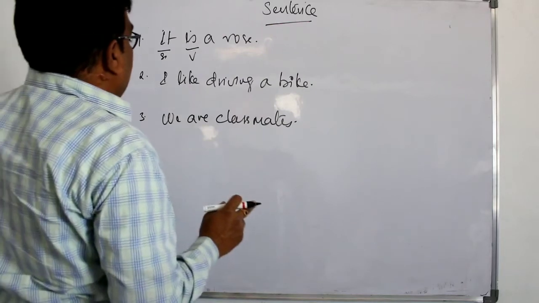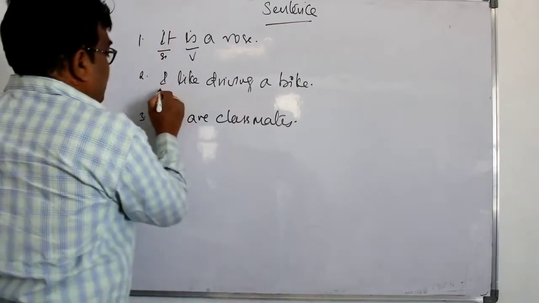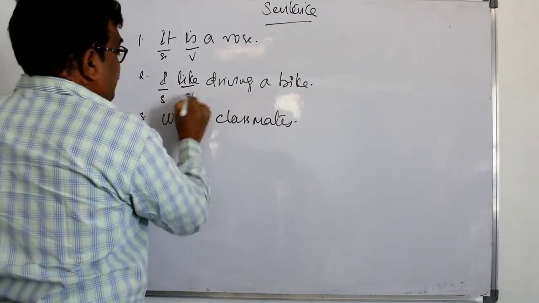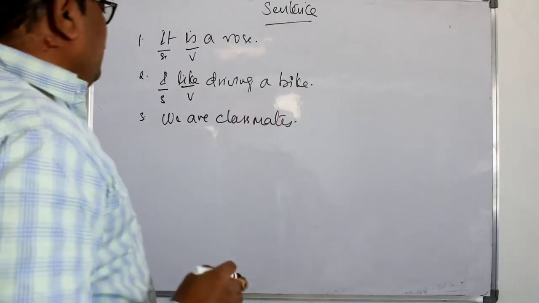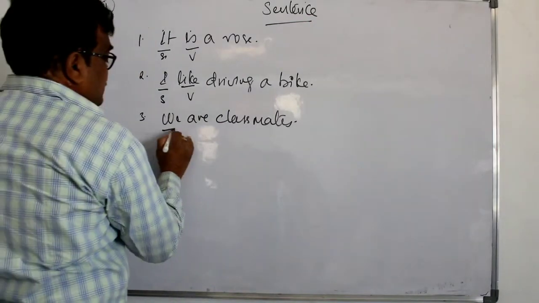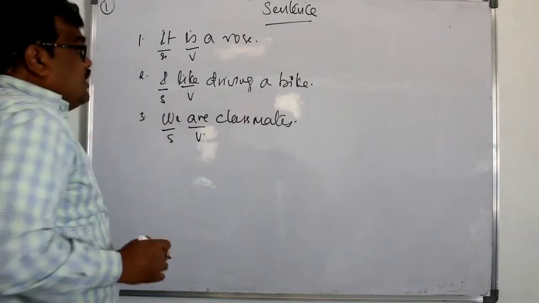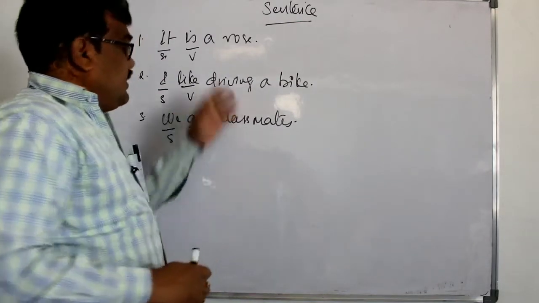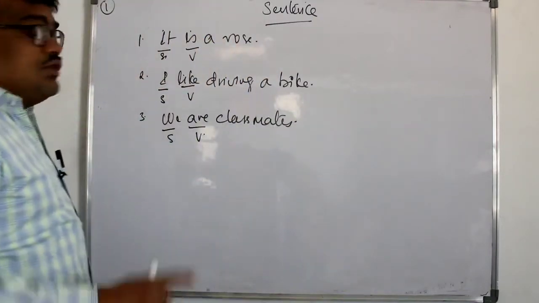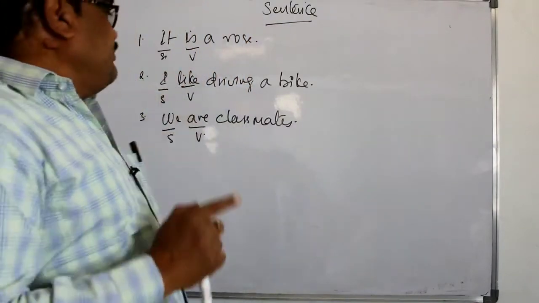In the second example, I have taken: I like driving a bike. I is the subject here and like is the verb. In the third sentence, the example is: We are classmates. We is the subject here and are is the verb. So what we observe is that in these sentences we do have a subject and a verb, and it gives a fullness of meaning, or complete thought or idea.